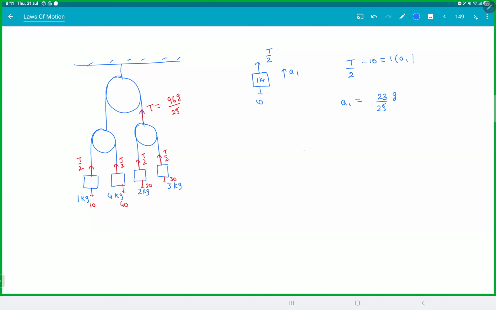Similarly, you do for the 2 kg block, 4 kg block. This is T by 2. This is 40. Assume all are going up. Doesn't matter, the signs will take care of it. T by 2 minus 40 is equal to 4A4. Similarly, I can do for the 2 kg block, T by 2 minus 20 is equal to 2A2. T by 2 minus 30 is equal to 3A3. Substitute the values, you'll get the answers from here. I will leave it to you.